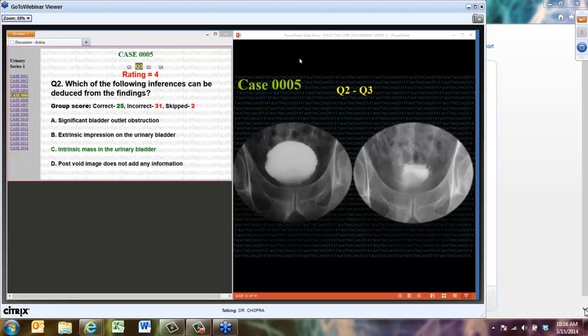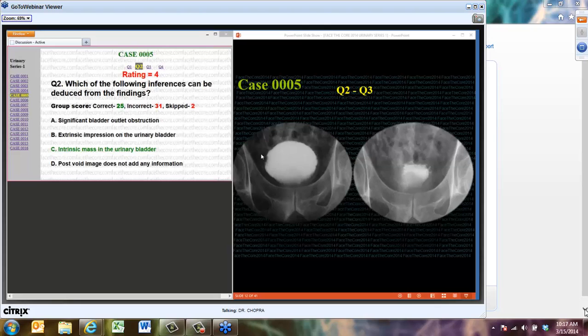Question number 2. Which of the following inferences can be deduced from the findings? And what you're seeing here is that this is the full bladder image, and this is the post-void image. Did you all see this mass? That is the finding. Yeah, there's a prostatic impression at the base, but this irregular mass is the finding. So what has happened is that in the pre-void image or in the full bladder image, this was not seen very well. You can make it out, but still you can't see it much. But in the post-void image, it becomes very clear because it was being obscured by contrast.